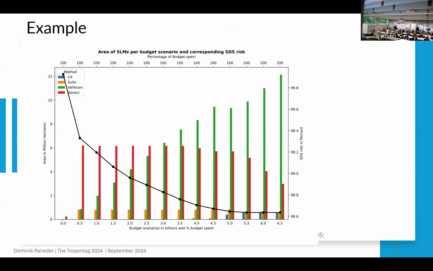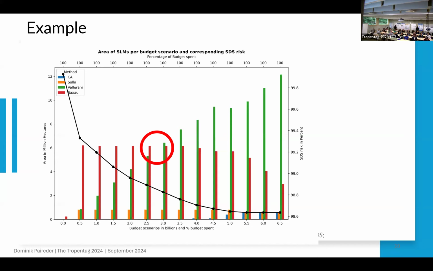Please do not look too closely at the SDS source reduction. We provided a desert region for that at the time. This is why we just have a reduction to 98.6% of the SDS risk. But still, now you can see if you just have a small budget, there is Saxol especially. We invest in Saxol especially here. But if we get more and more budget, there's the possibility that, especially in this place, maybe Walarani will bring us to a higher reduction possibility as well. And this is what the linear programming tells us.